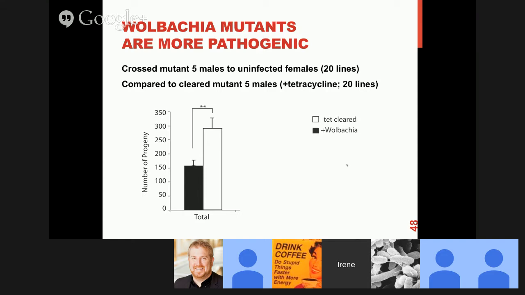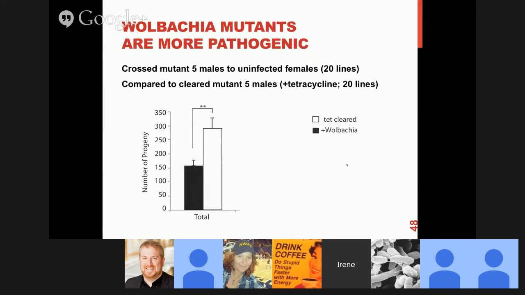It also turns out that these Wolbachia mutants are more pathogenic than their predecessors. So compared to the maternal line or the progenitor line, these mutants have a more severe phenotype in the host. And what I'm going to show you now are the classic crosses you do in Wolbachia, where you cross an infected male to an uninfected female, and then you look at the number of progeny that are produced. This is the cytoplasmic incompatibility phenotype.